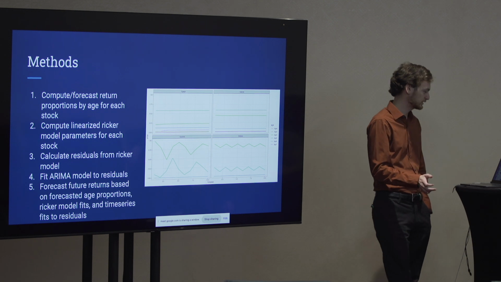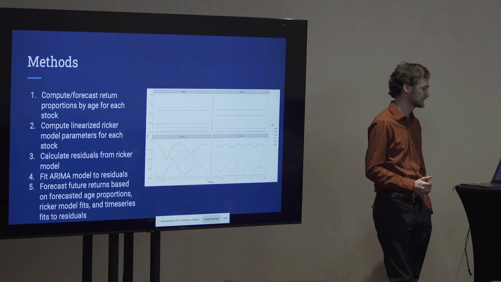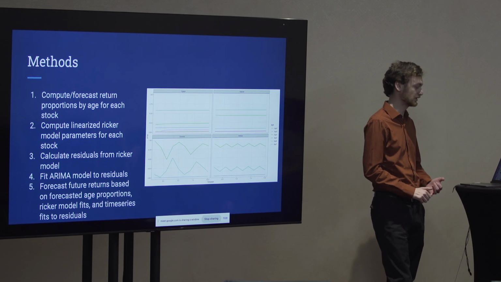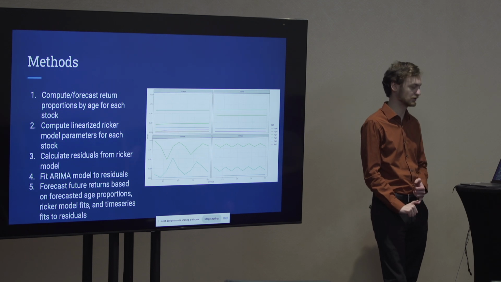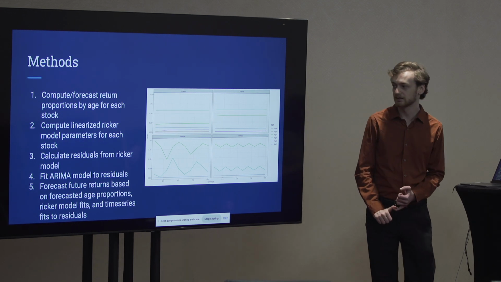So what we actually did here, there are essentially 5 steps. The first thing we do is compute and forecast return proportions by age for each stock. That's what this plot is here.